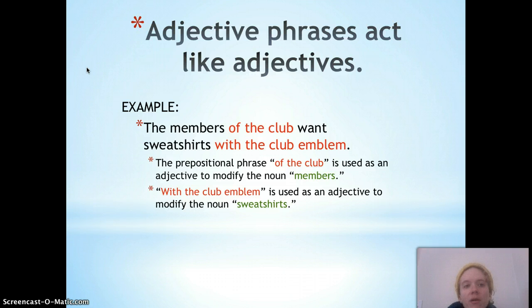So let's look at how they're functioning in the sentence. Of the club is modifying members, which is a noun. So of the club is an adjective phrase. With the club emblem is modifying sweatshirts, which is a noun, which makes the prepositional phrase an adjective phrase.